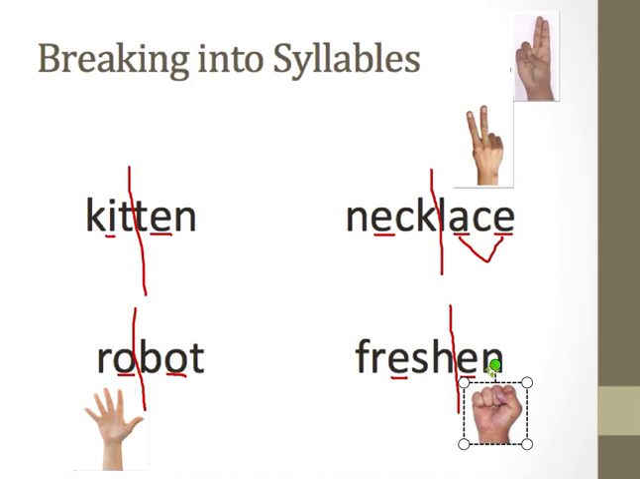Now these are just 4 syllable types. There are many other syllable types, but hopefully this will get you a start in working with your child and being able to decode multisyllabic words.